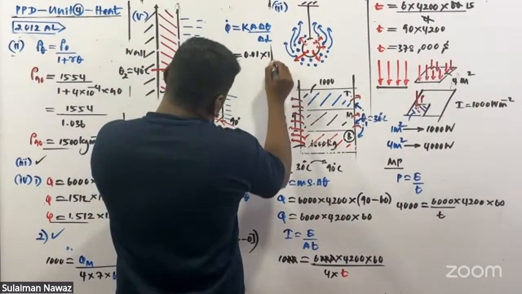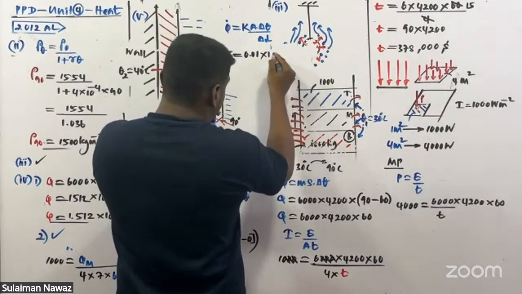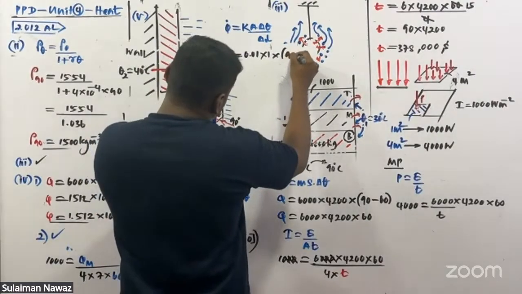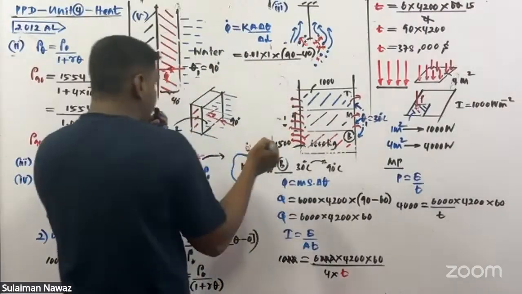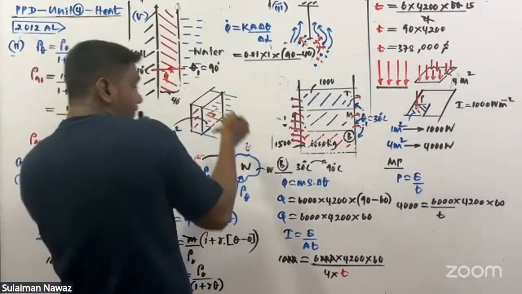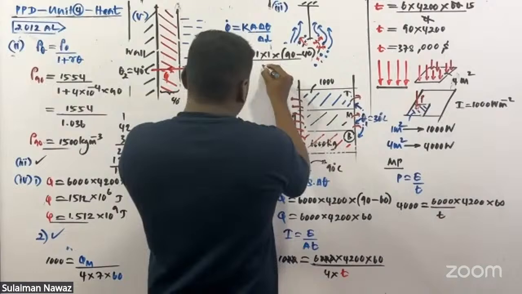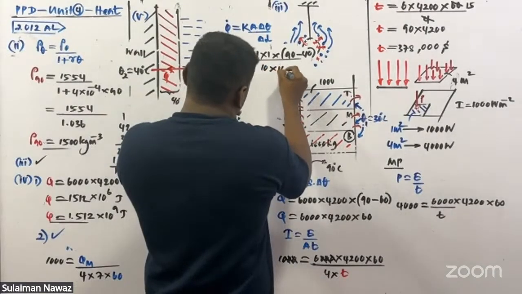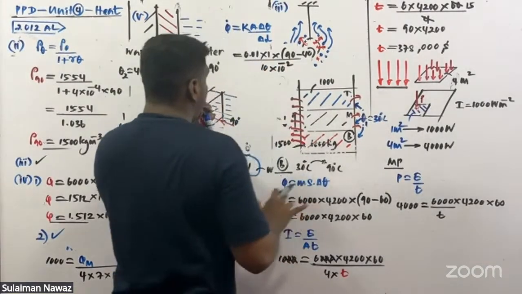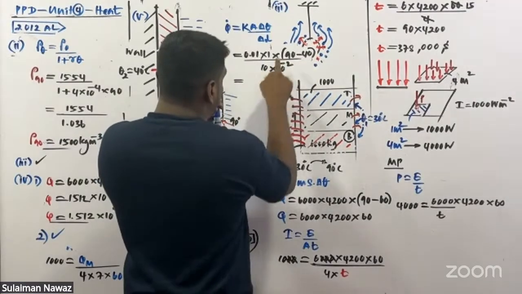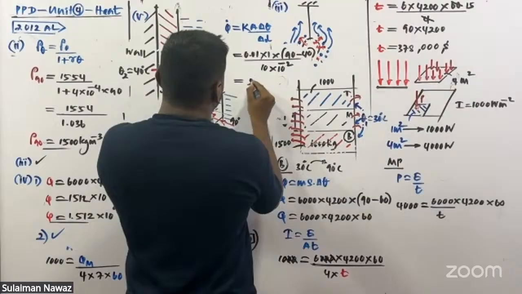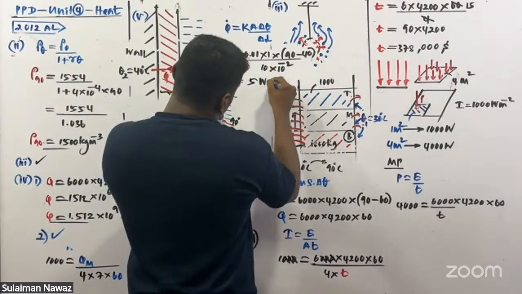Then area is 1 meter squared. Delta theta means how much? 90 minus 40. Delta L is how much? Delta L is the thickness. This heat is passing through a thickness of 10 centimeter, 10 into 10 to the power minus 2. Right? If you simplify it, you are getting 5 watts per meter squared.